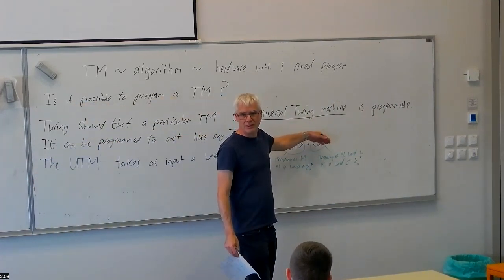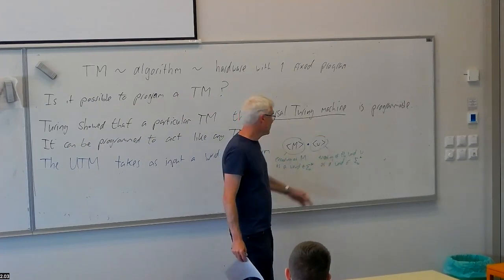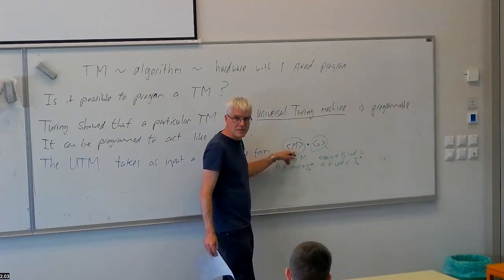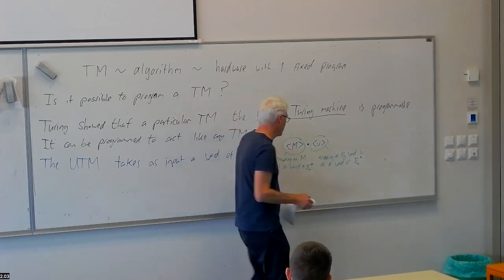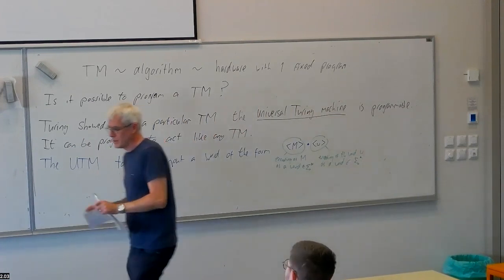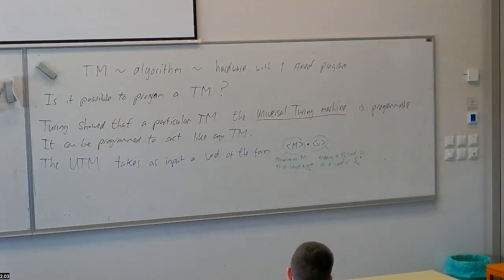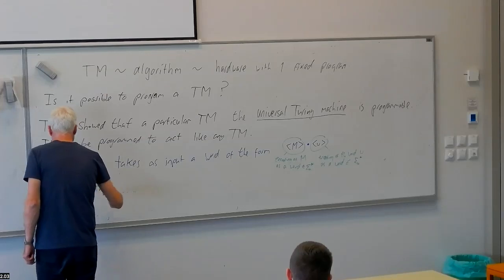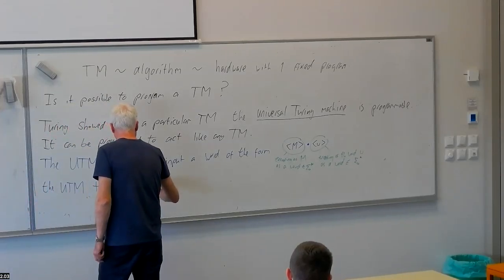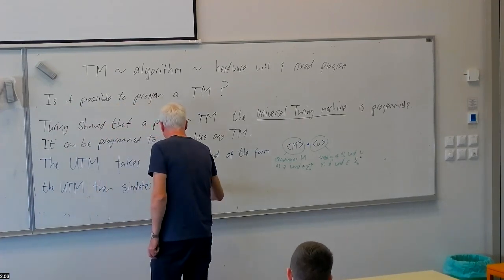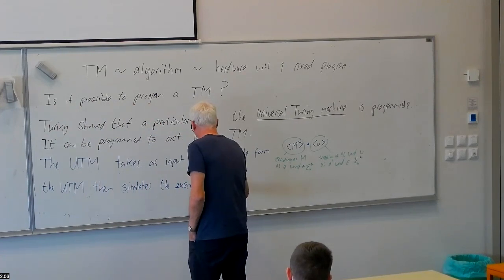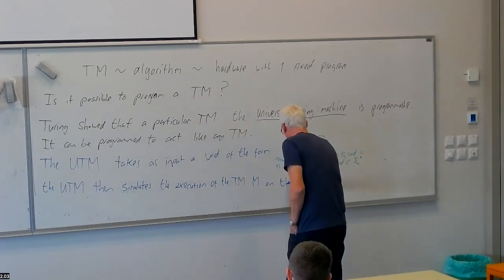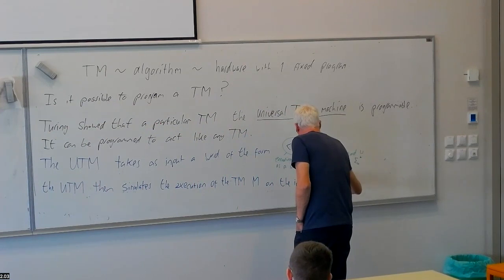We can give it other inputs, but then if we give it another input, it might just do something silly. But if we give it an input of this form, then what the universal Turing machine does is it simulates the behavior of the Turing machine M on the input word W. The UTM then simulates the execution of the Turing machine M on the input word W.